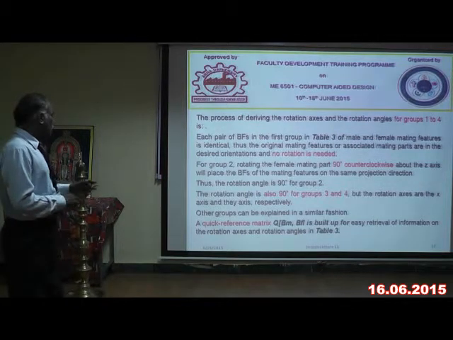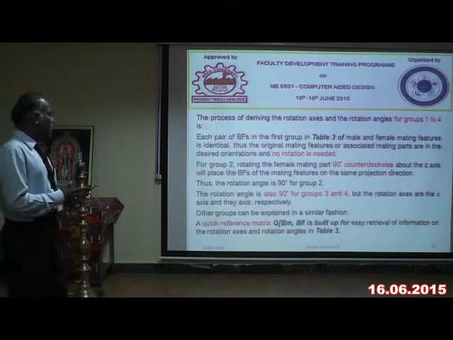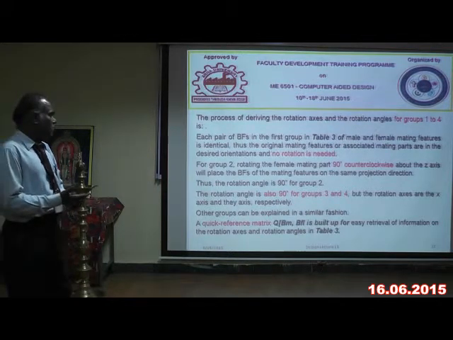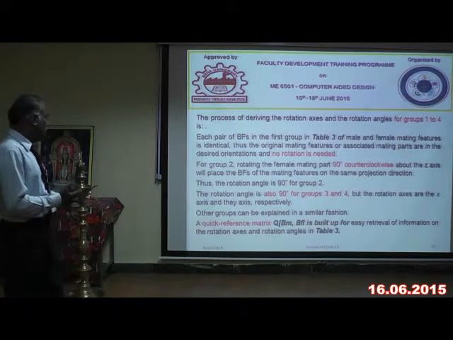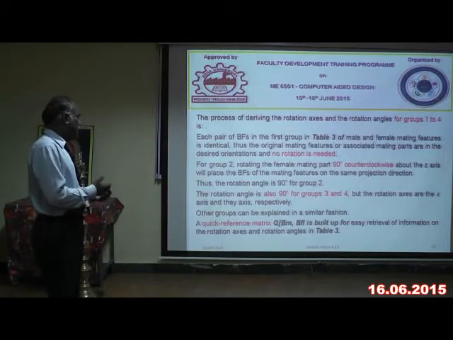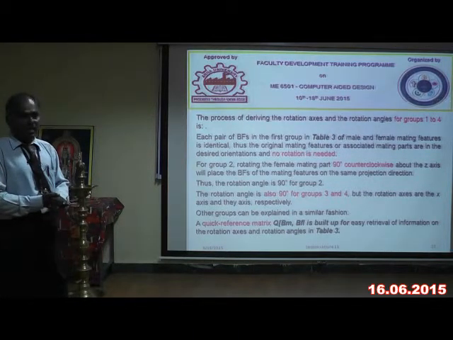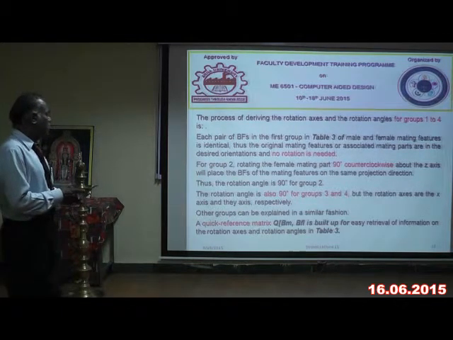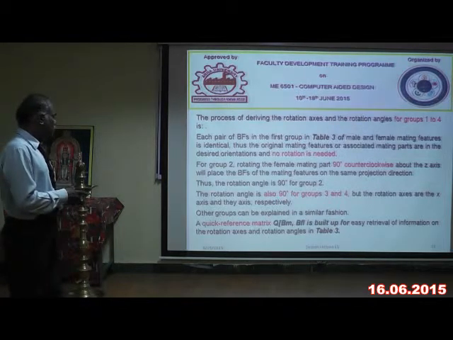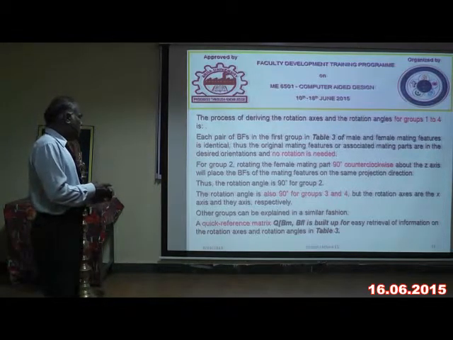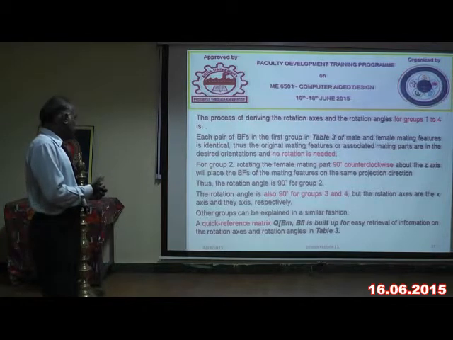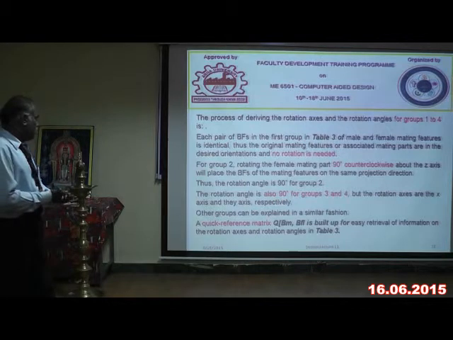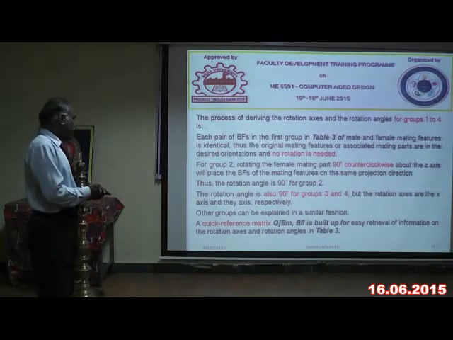And then group 2, the rotation of the female mating part is 90 degrees in the counterclockwise direction about the z axis. We will place the boundary face of the mating features on the same projection direction. Thus the rotation angle is 90 degrees for group 2. The rotation angle is also 90 degrees for groups 3 and 4, but the rotation axis should be changed, x and y. Other groups can be explained in a similar fashion.